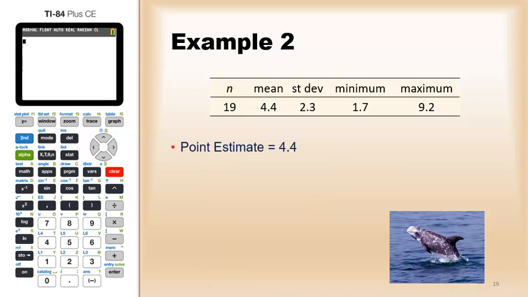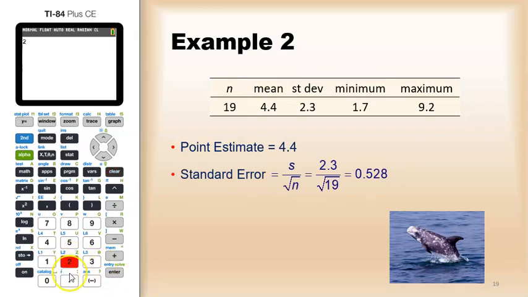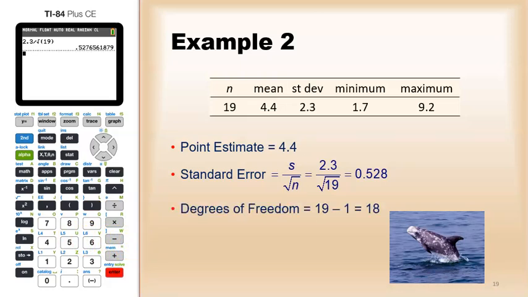Next up, the point estimate is the sample mean, so 4.4. Standard error would be you take the standard deviation of 2.3 and divide by the square root of the sample size. Sample size was 19. And you get 0.528. Degrees of freedom, sample size minus 1, is 18.